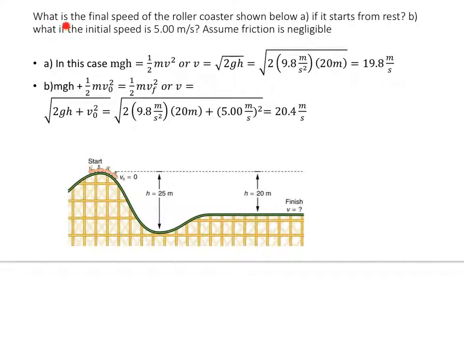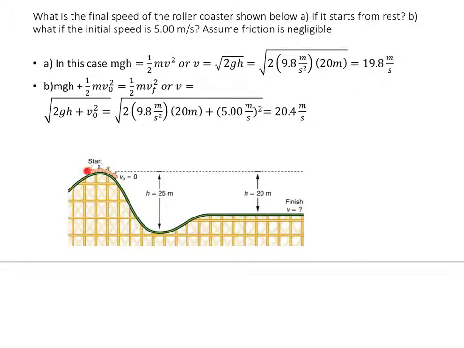Okay, so here we have an example of a roller coaster right here, and we want to find out the velocity of the roller coaster at the finish line here. First of all, A, if the roller coaster starts from rest, or B, if the initial speed of the roller coaster is 5 meters per second. In both of these cases, we're assuming that friction is negligible. Okay, so however much potential energy that the roller coaster loses, whatever that number is, that's going to be equal to the kinetic energy gained by the roller coaster.